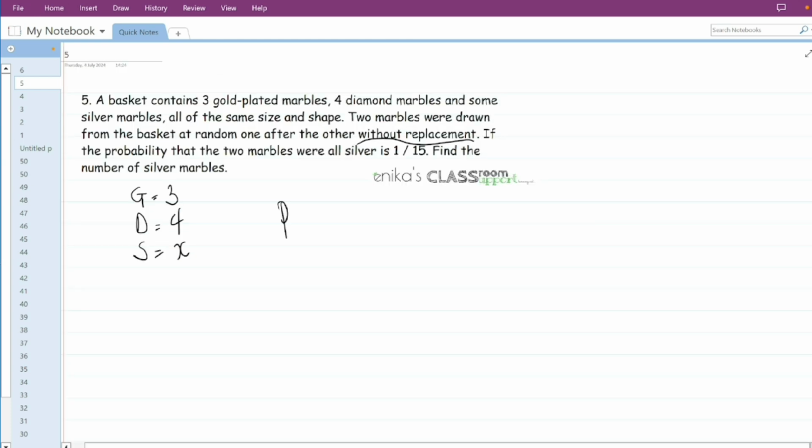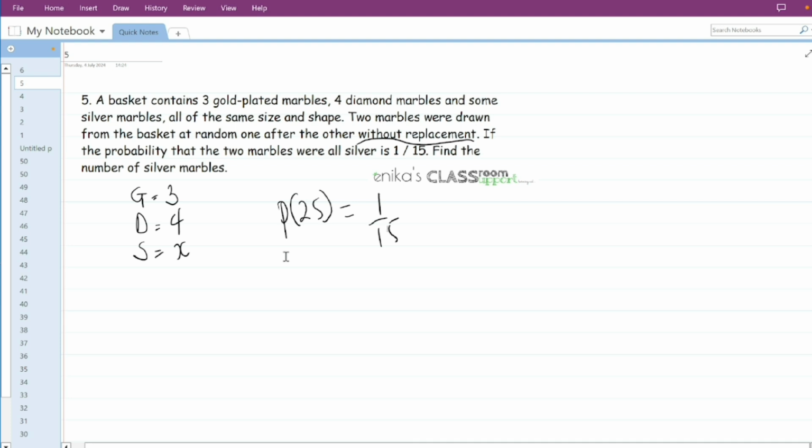You have probability of 2 silver marbles is 1/15. Now in a usual probability question, we're asked to find the probability of 2 silver marbles. Here we're given the probability as 1/15. Now we're doing a reverse probability to get the value of our silver marbles.